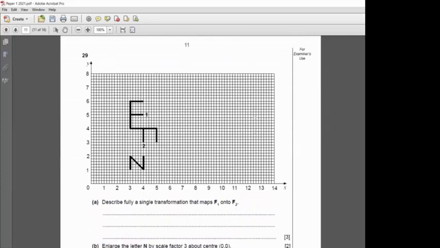Okay, number 29, describe fully a single transformation that maps F1 onto F2. So F1 onto F2, you can see that the size has not changed, so it's definitely not an enlargement. It is facing a different direction, so already rotation should come to mind. And you can see that this point over here is the same for F1 and F2. So that is the point that has not changed, and the point that doesn't change is your center of rotation. So we say that this is a rotation.